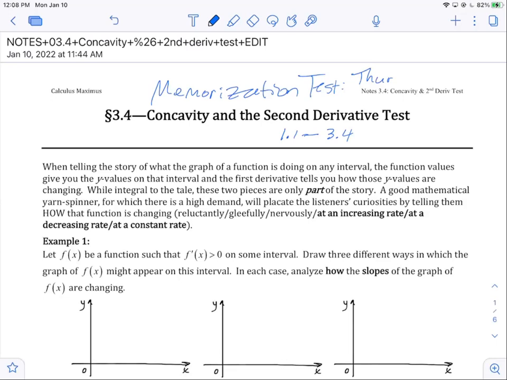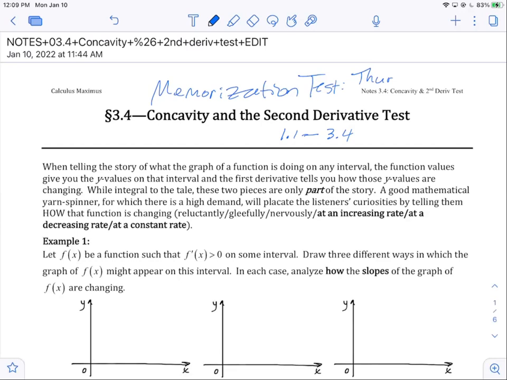All right, so we just finished the first derivative, and remember, the first derivative tells us what about a function? The slope. It tells us the slope of the function at any given point. If the first derivative is positive, the function has a positive slope there, which means the function is increasing. If a function has a negative derivative at that point, the slope is negative and the function is decreasing. So that tells us part of the story.